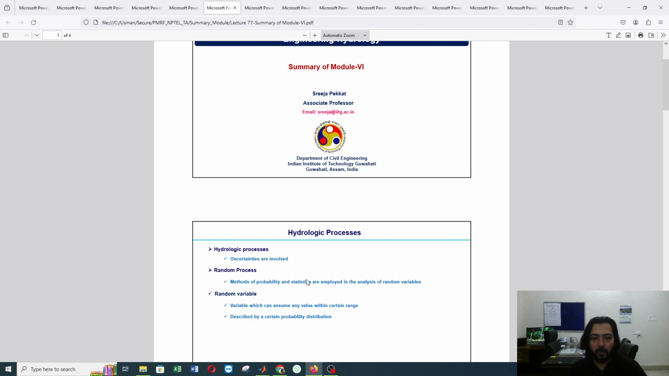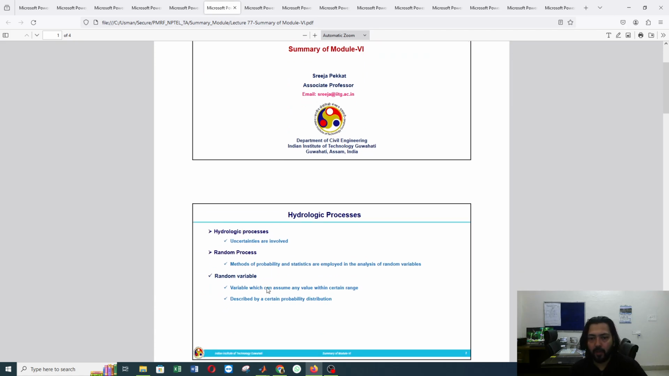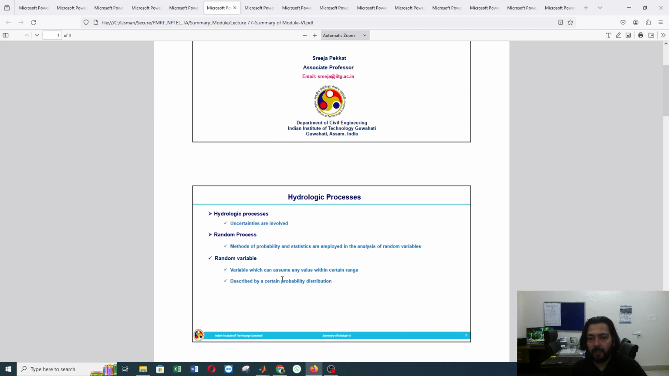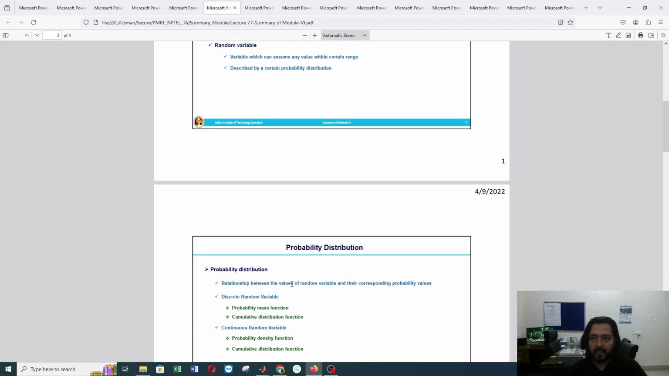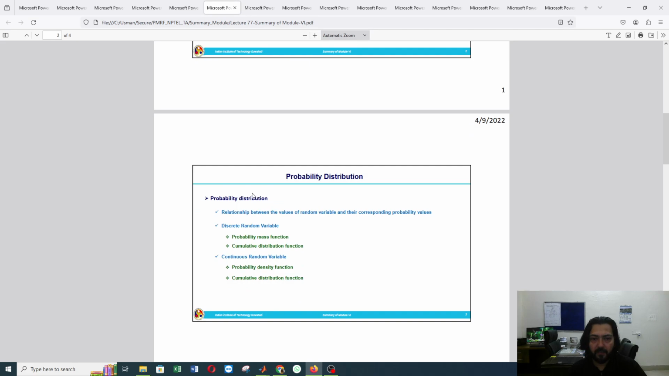So here we talked about the different types of processes and what a random process is. We know that all hydrological variables are random. Random means it can take any value within a certain range. Then the random variables were further divided into two types, that is discrete and continuous, right? Discrete means it has certain finite values, whereas a continuous random variable could be in a particular range. Then here we talked about probability distribution. So a probability distribution gives us the relationship between the random variable and its corresponding probability value, right?